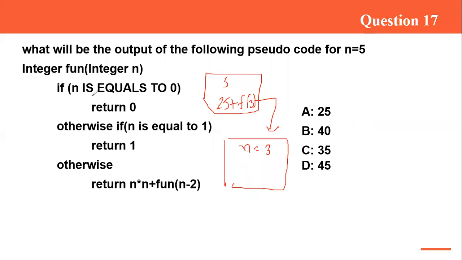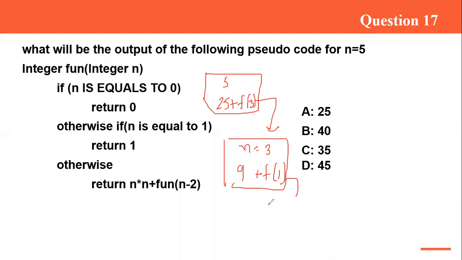For n equal to 3, again it is checked. 3 equal to 0 false, 3 equal to 1 false. It will come to the else part. So that will be what? Return 3 into 3 plus f of n minus 2, sorry, n minus 2. F of 3 minus 2, which is nothing but 1. So 3 into 3 is what? 9. I'll write that. 9 plus f of 1.